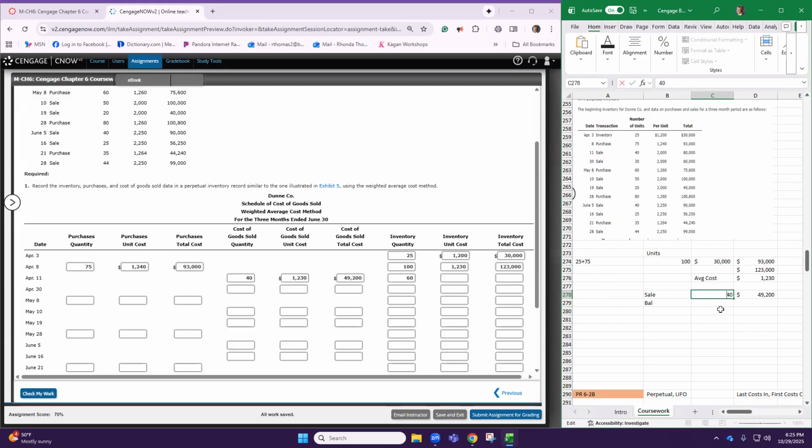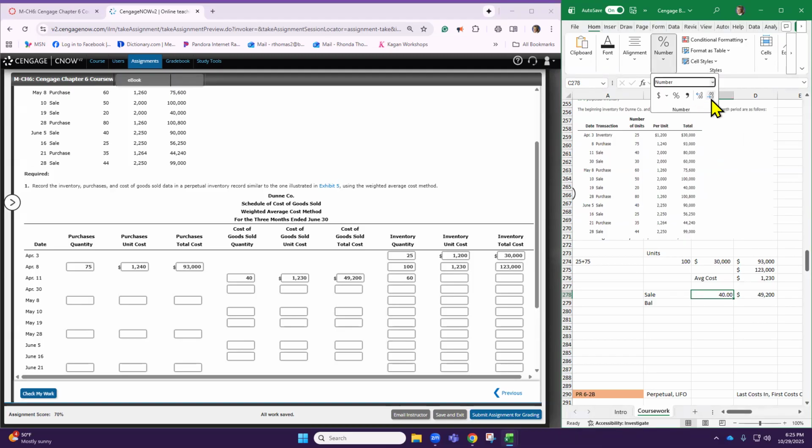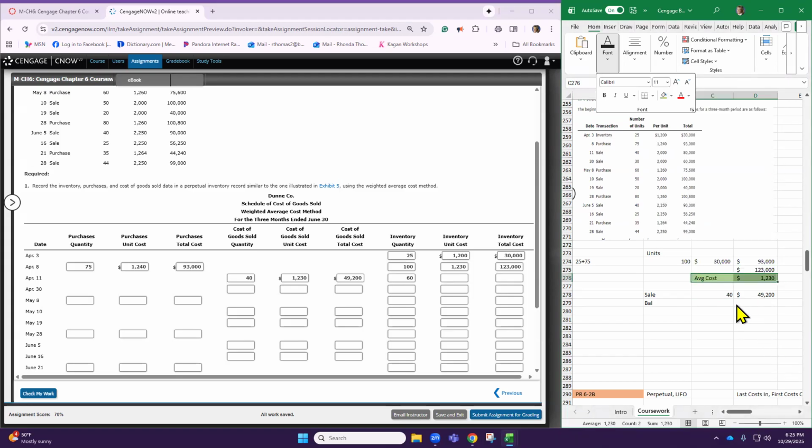Okay, we sold 40 units, so I got to get rid of that dollar sign. 40 units at a cost of $230. Okay, $230. So the average cost, I'll highlight when we do an average. There it is. Okay, then the balance becomes 60 units at that cost of $1230.